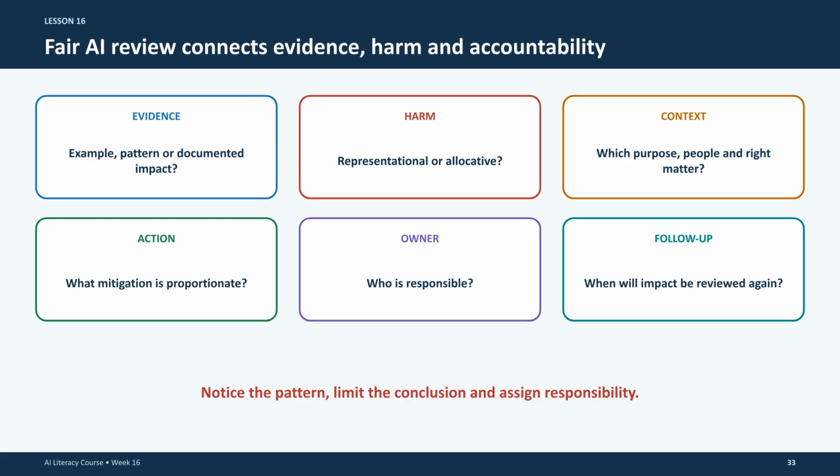A fair AI review connects evidence, identified harms, and clear accountability. Notice the pattern, compare carefully, and limit your conclusions to the evidence found. Assign responsibility for follow-up, because a review without ownership and clear action will not improve the system.